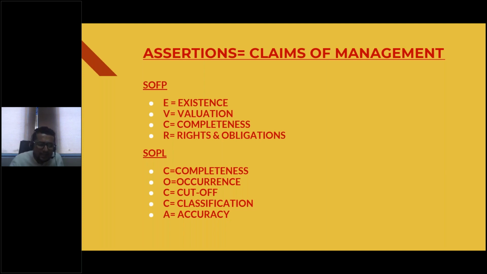Number one, existence. Number two, valuation. Number three, completeness. Number four, rights and obligations. Existence, valuation, completeness, rights and obligations, EVCR.